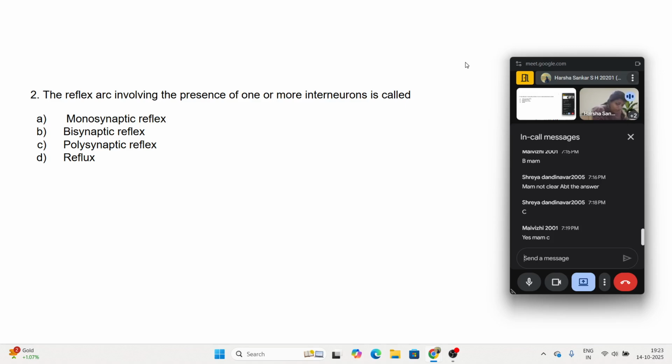Is it option A, monosynaptic reflex? Option B, bisynaptic reflex? Option C, polysynaptic reflex? Option D, normal reflex? What is the correct answer?